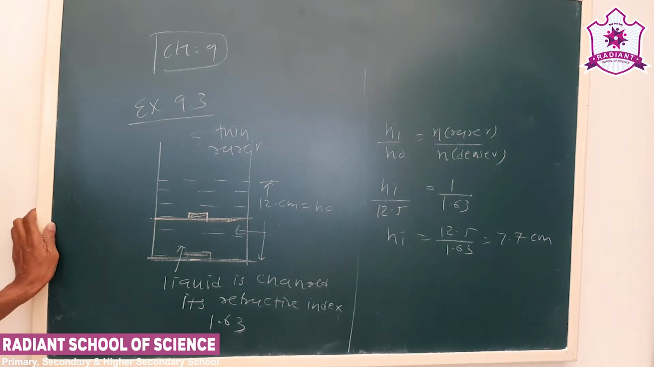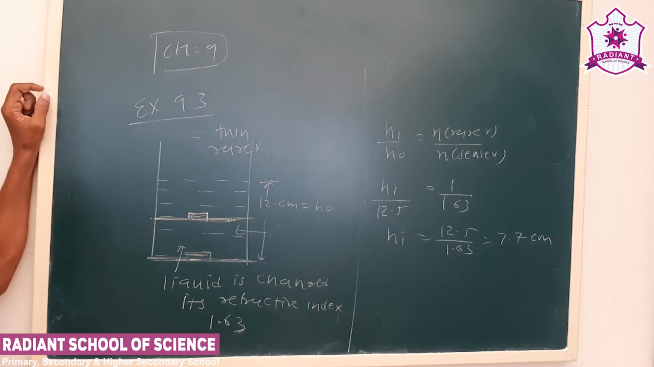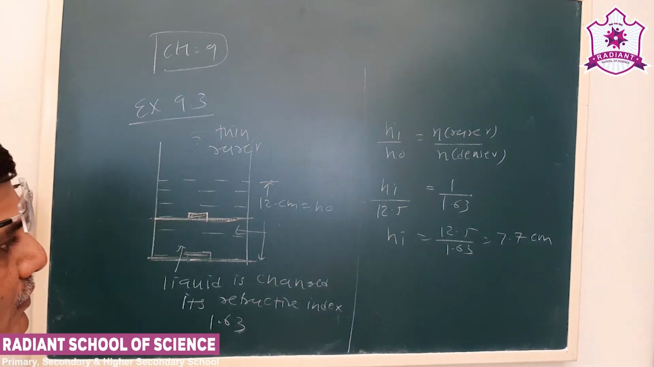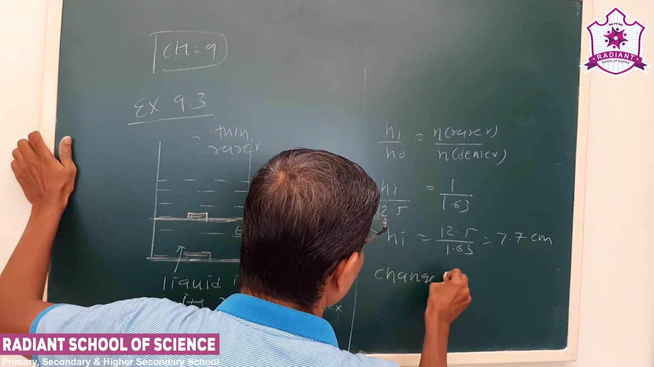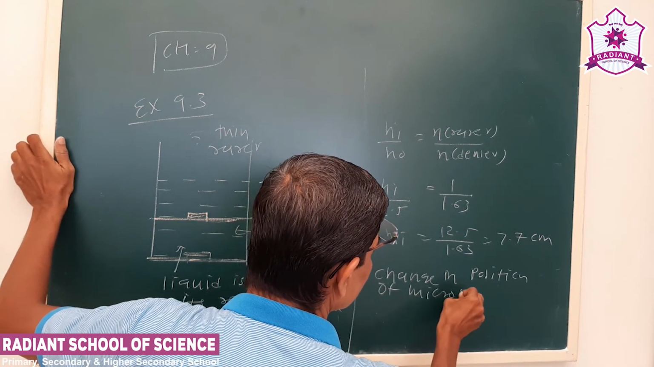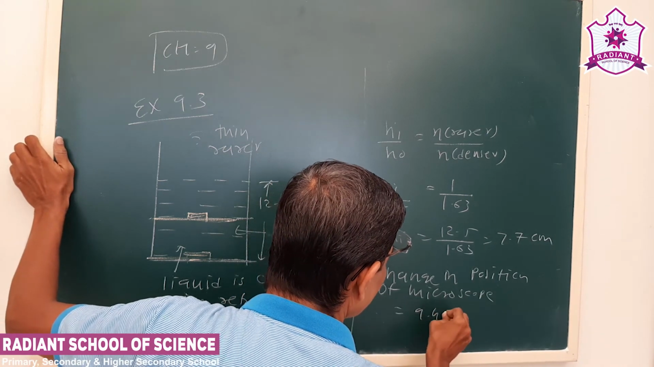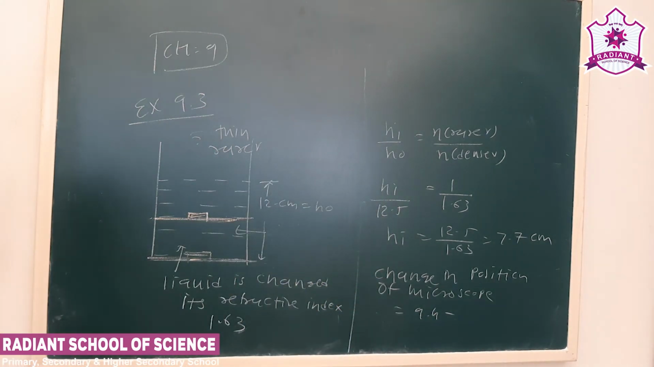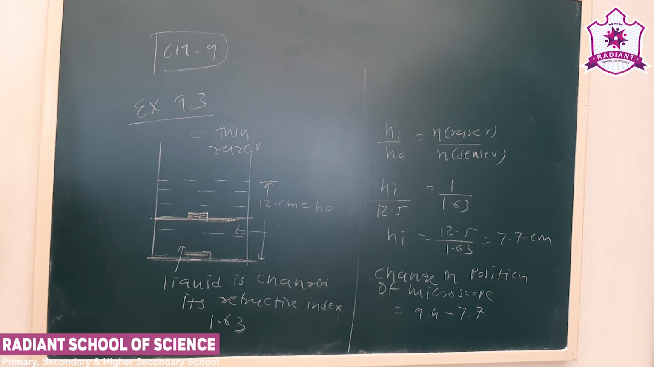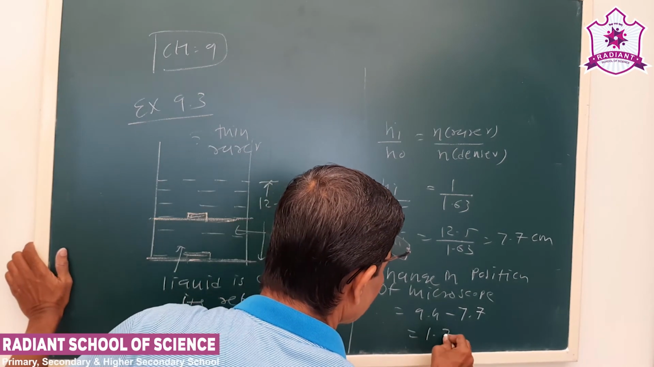Now see, suppose this is done by a microscope, what will be the change in the position? Initially the Hi we obtained is 9.4. Now when the liquid is changed, we get the value 7.7. So we have to find the change in position of the microscope. Our initial value we were given is 9.4. Now see, when the liquid is changed, we have obtained the value 7.7 centimeter. So the change in position turns out to be 1.7 centimeter.